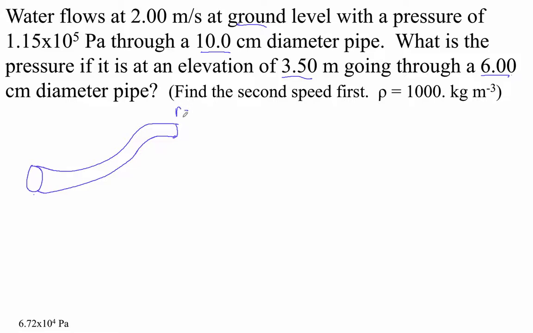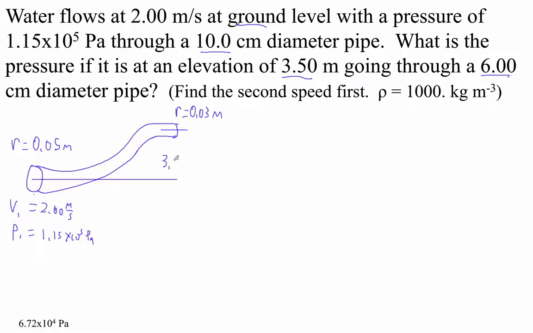So the radius here is 0.03 meters. The radius here is equal to 0.05 meters, right? So 10 centimeter diameter. This velocity 1 is 2 meters per second. These are almost easier, right? This pressure 1 is equal to 1.15 times 10 to the 5th pascals. And this change in elevation is 3.5 meters.